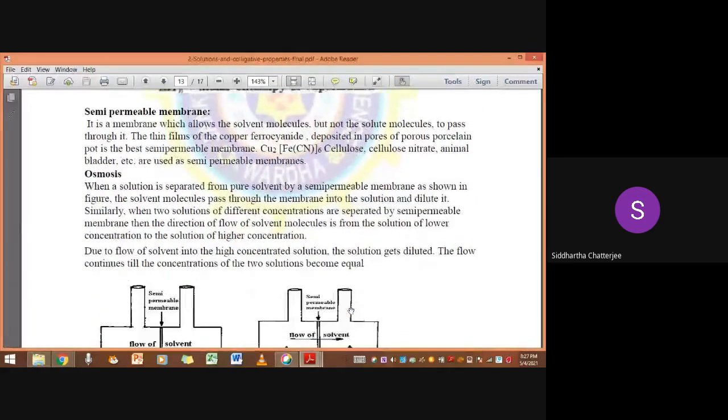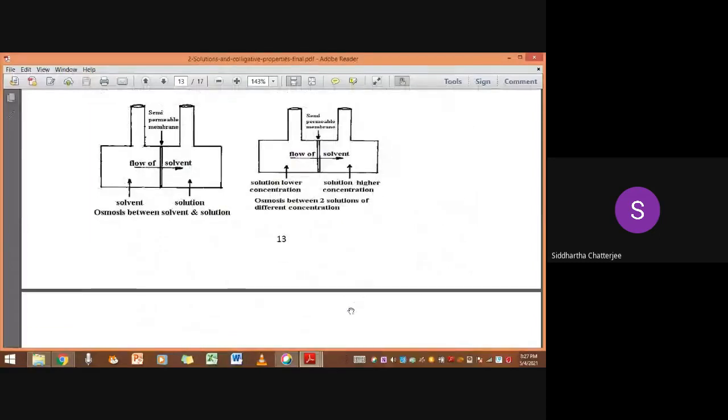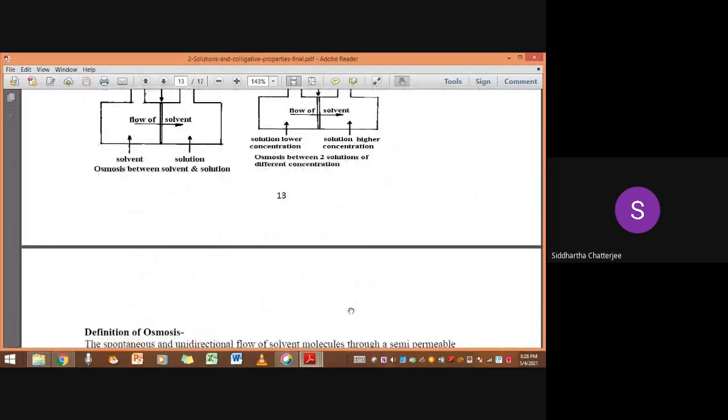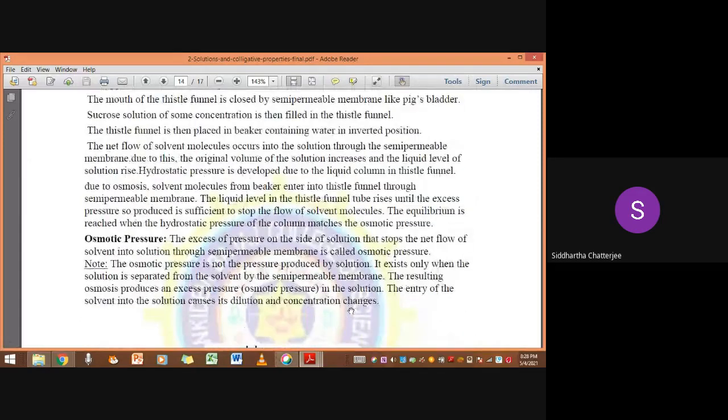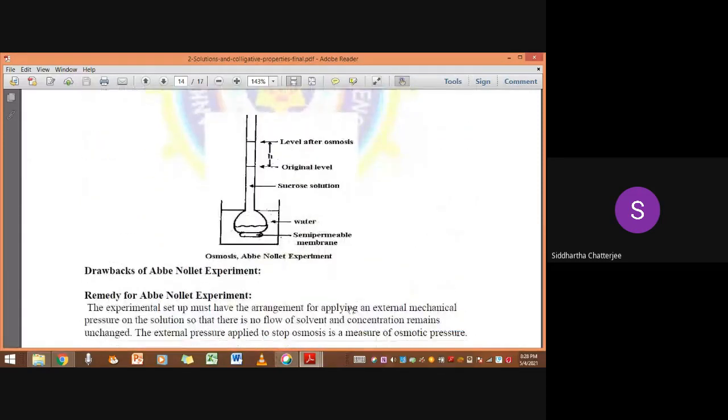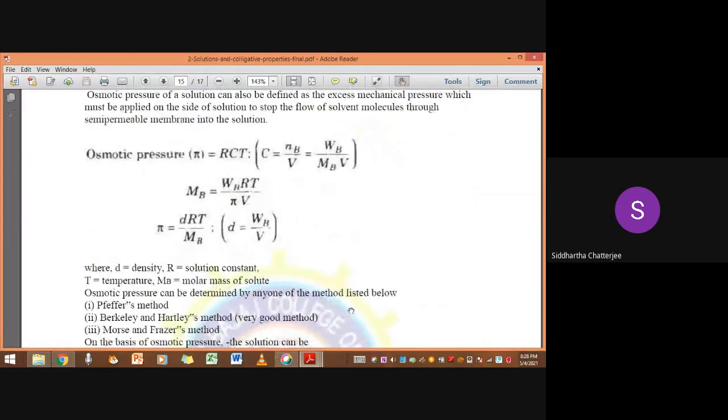Then osmosis, we have already explained like this. The definition of osmosis you already know. Osmotic pressure we have already explained: pi equals CRT, as you have already said.